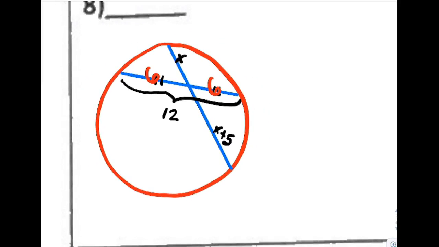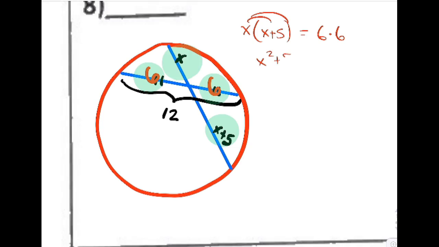It's said in the problem that this was bisected, and the whole thing is 12, which means each part is 6 and 6. The word bisected is in the problem. Otherwise, you wouldn't know that they're both 6 and 6. Then it says that this part is 5 more than this part, which makes it x and x plus 5. And you know the rule from last week is this times this equals this times this. So you have x times x plus 5 equals 6 times 6.